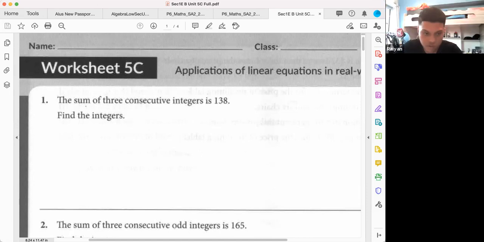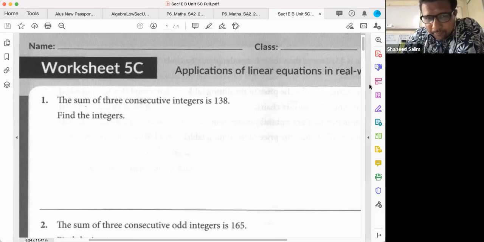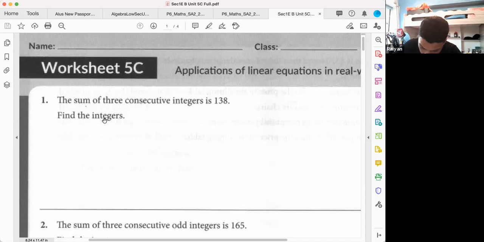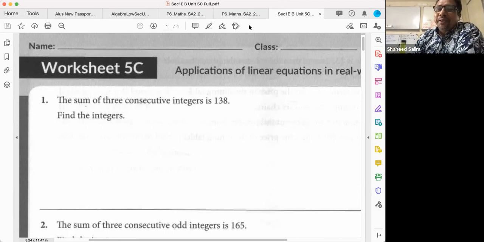Is the answer 46? Congratulations. That is for the smallest number. So the other two numbers are, because they ask you to find all three numbers. So the other two numbers are, hold on. 46, you just divide by 3. Okay, so you got the middle number. So you got to do it this way.